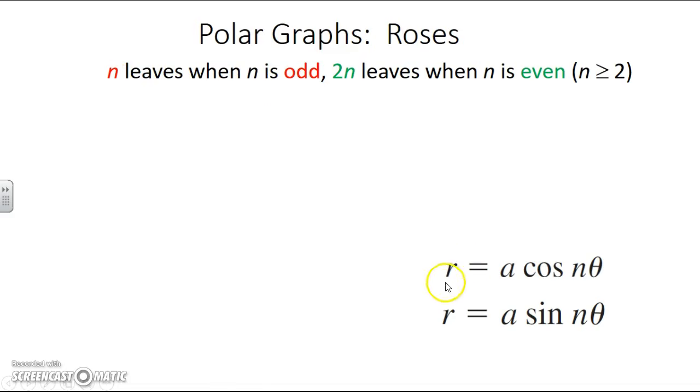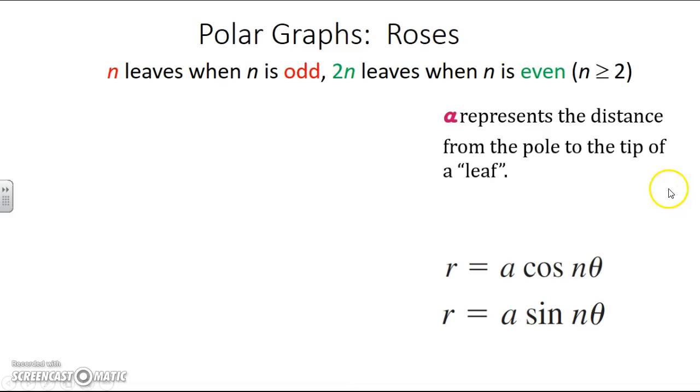So on roses, the graphs take this form. We still have r, we still have theta, we still have cosine and sine, and we only have a. A is the coefficient to cosine n theta and the coefficient to sine n theta. Now we have this new variable n, and n plays a role here that we have to pay attention to in roses. There are n leaves on a rose when n is an odd value, and there are 2n leaves on a rose when n is an even value, 2 or greater.